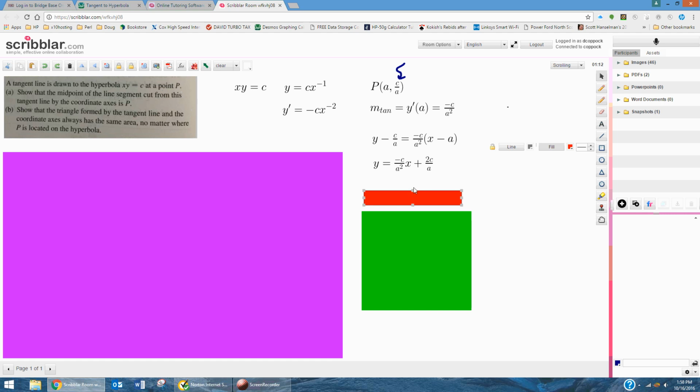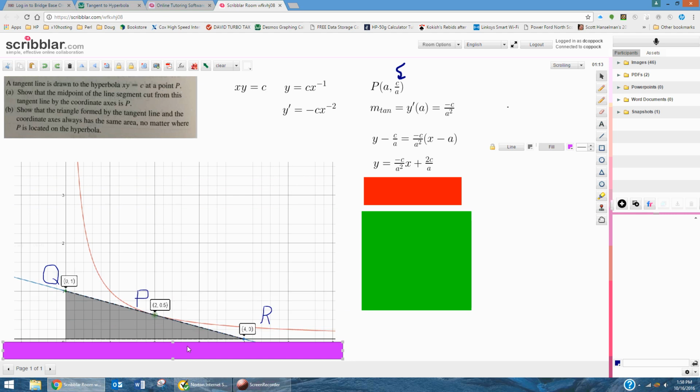Okay, now what good does that do us? Well, what we want to do is find out, well, here's a graph with specific points on it. P is the point of tangency, and we're going to let Q and R represent the points where the tangent line hits the axes, the x-axis and the y-axis. So how can I find the coordinates of that point?